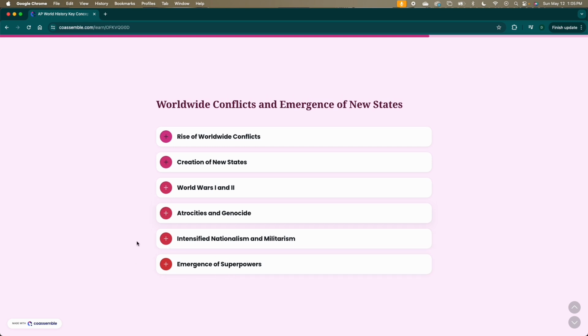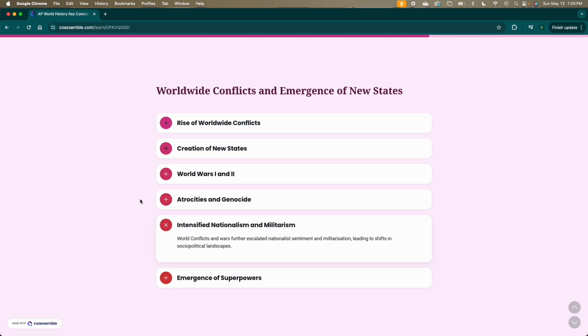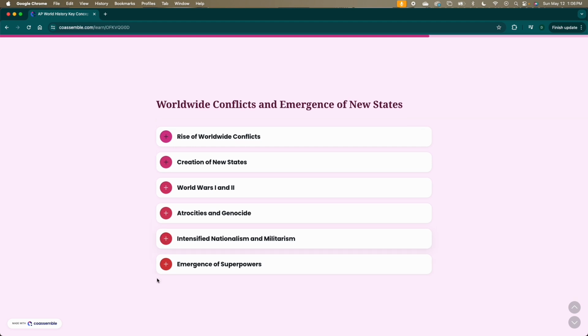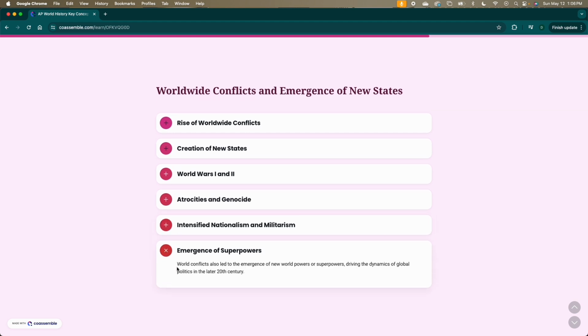Then intensified nationalism and militarism. We already kind of touched on this a little in the World Wars I and II subject, but world conflicts and wars further escalated nationalist sentiment and militarization in places like the US and Europe, leading to shifts in socio-political landscapes. And finally, the emergence of superpowers.